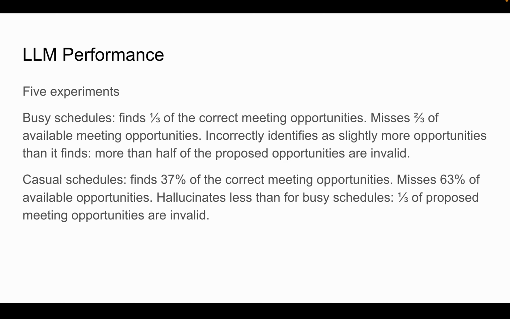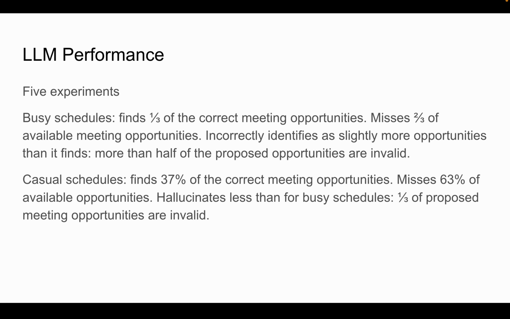So for the LLM, in our experiments, we run 5 experiments, and with busy schedules, it finds about a third of the available correct meeting opportunities, but it misses then 2/3. But it also incorrectly identifies slightly more opportunities than it finds. So more than half of the proposed opportunities from the LLM are actually invalid.